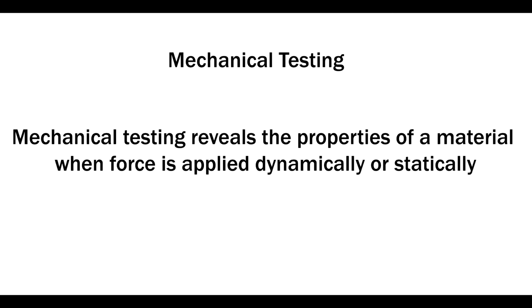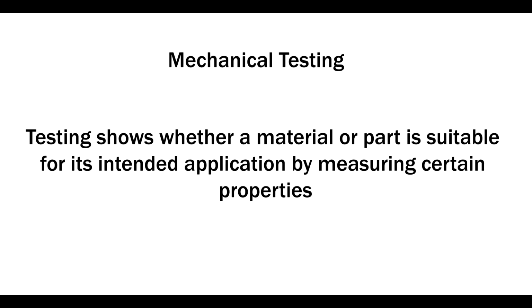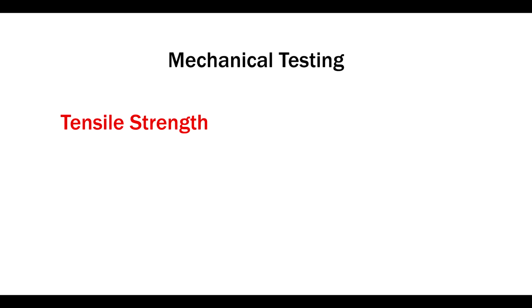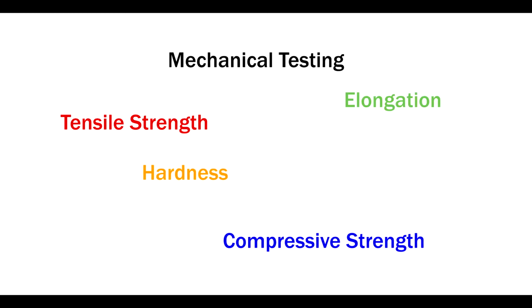So what is mechanical testing? Mechanical testing reveals the properties of a material when force is applied dynamically or statically. As well as this, testing shows whether a material or part is suitable for its intended application by measuring certain properties. These properties include tensile strength, elongation, hardness, compressive strength, fatigue limit, fracture toughness, and many more.